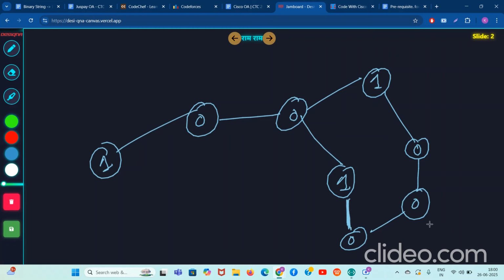Let's say we need to make a tree. So let's say the tree is like this. Okay, this is the tree. Nodes 1, 2, 3, 5, 3, 4, 6, 7, 8. Okay.